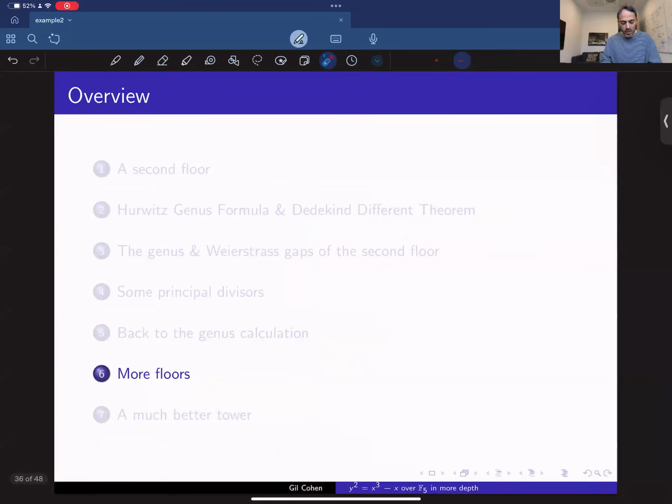Good. So next up, we are going to do more floors of the tower. We're not going to compute the genus because it's kind of difficult, but we're going to lower bound the genus and compute the exact number of rational places. At least, I mean, do a sketch of it, and that will show us what kind of code you get using our example when you do more and more towers. That's not going to work very well. So it turns out that this example gives you a terrible code. But then you are going to look at a much better tower, which turns out to be optimal at the end of the day.